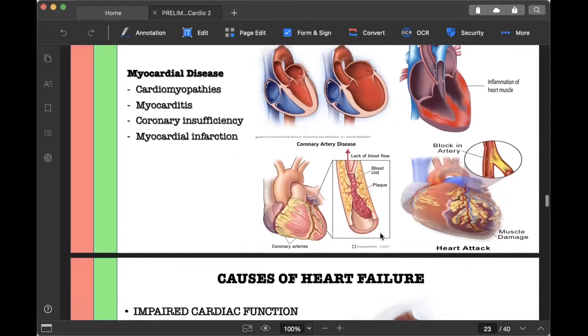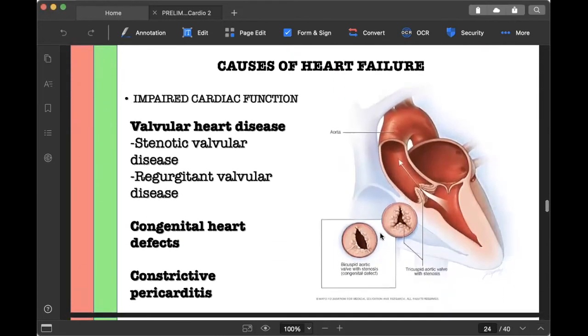Okay, how about this one? We also have impaired cardiac function in terms of valvular heart disease. This is your stenotic valvular disease and regurgitant valvular disease. You also have congenital heart defects and constrictive pericarditis. As you can see here, regurgitation means backflow. Okay, your aortic stenotic valvular stenosis, or aortic stenosis.